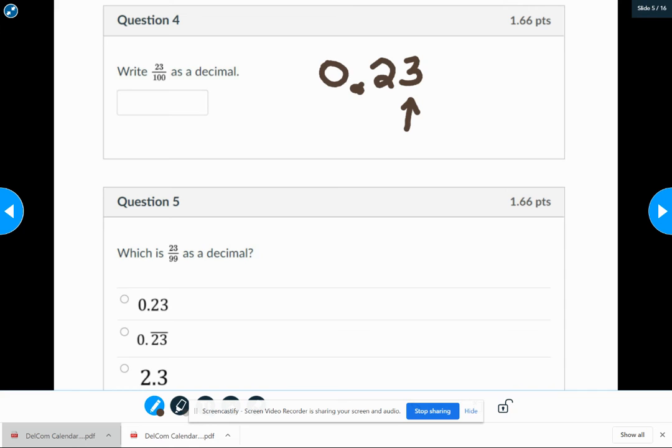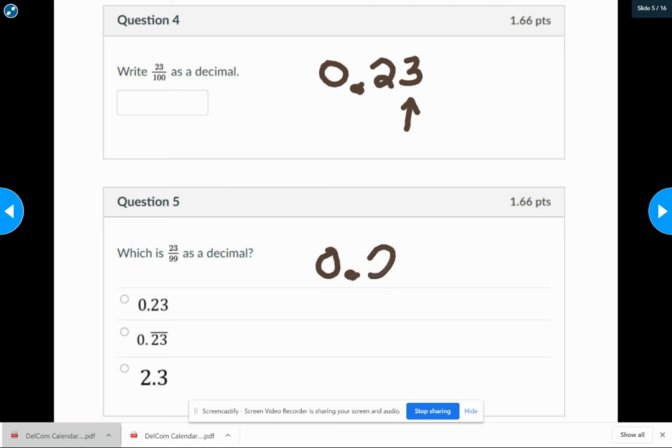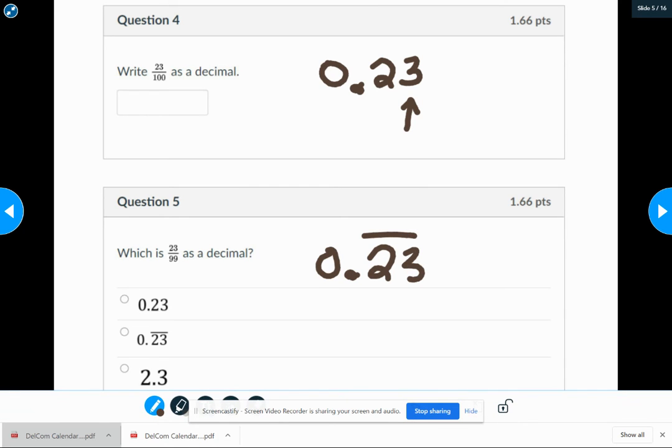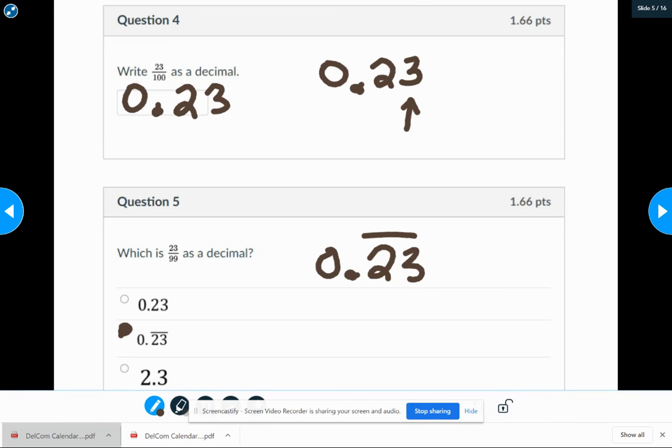Okay, now 23 over 100 is related to 23 over 99. Okay, if 23 over 100 is 0.23, 23 over 99 will be 0.23 with the repeating bar over the 2 and the 3. So you could test that in a calculator. You could take 23 divided by 99 and just prove to yourself that it really does work. So problem 4 is 0.23, and problem 5 is the second choice, 0.23 repeating.